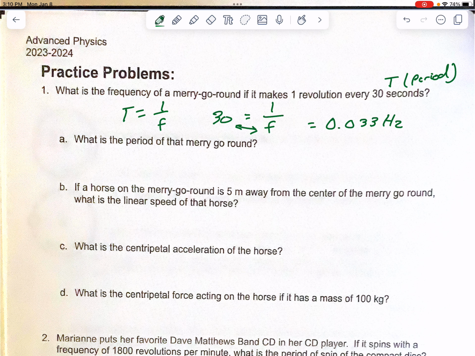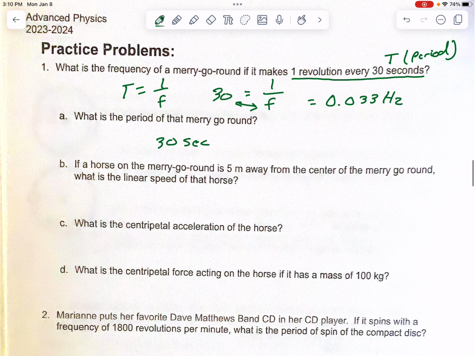A, what is the period of the merry-go-round? Well, now we know that. The key is not that you're solving for it, it's being able to make sure you know what you read in the problem. You've got to understand if I tell you that one revolution every 30 seconds, that is your period. That's the time it takes for one rotation, so your answer would just be 30 seconds.